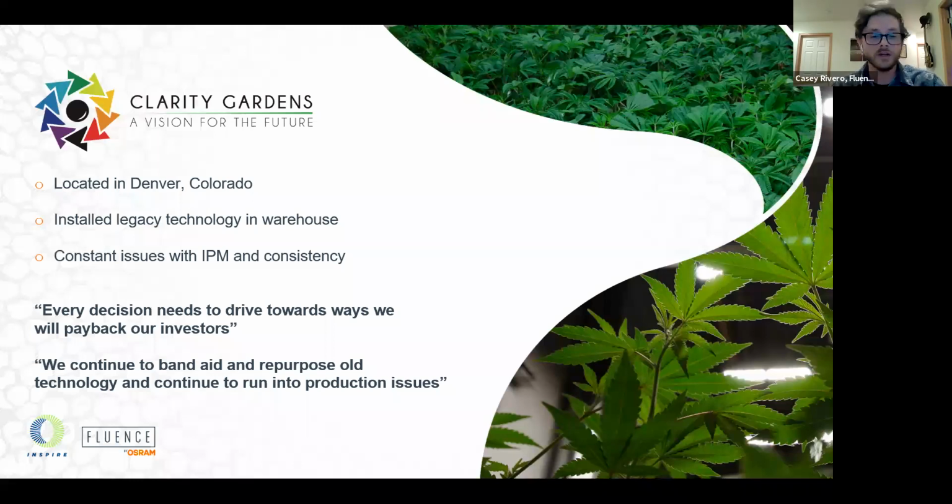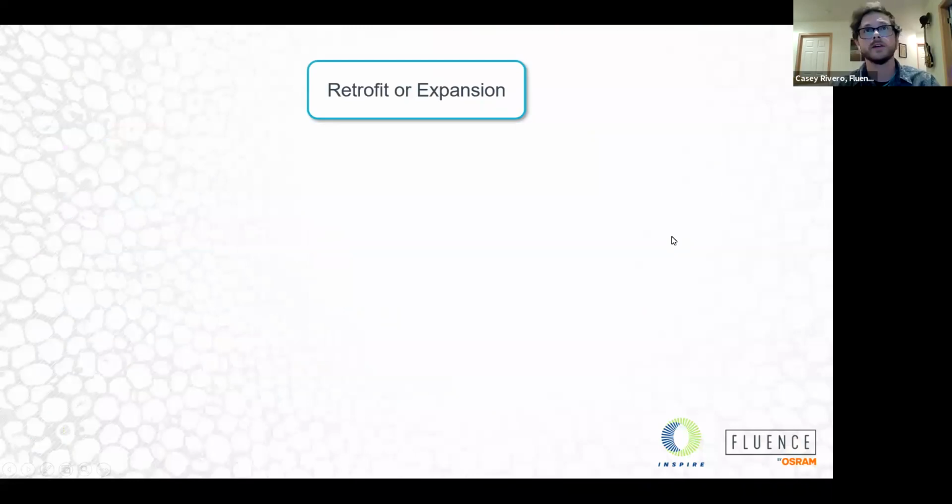You can work on a PPFD match or a PPF match: the amount of photons that one fixture puts out compared to the same or a similar amount of photons another fixture puts out. Or a wattage match. If X amount of wattage goes into creating one scenario, we'll match that with the same X amount of wattage to meet the next scenario.